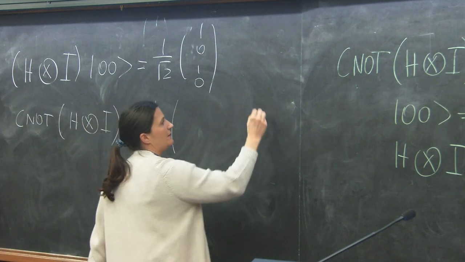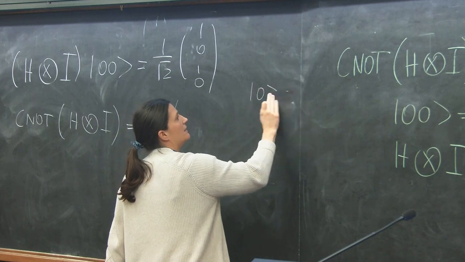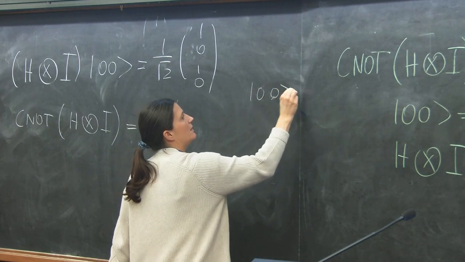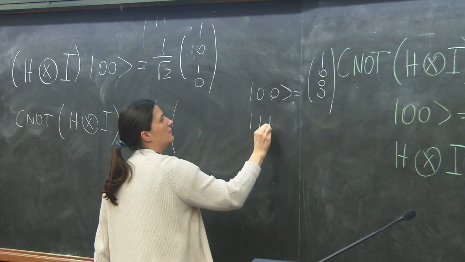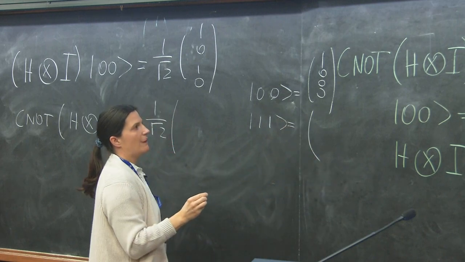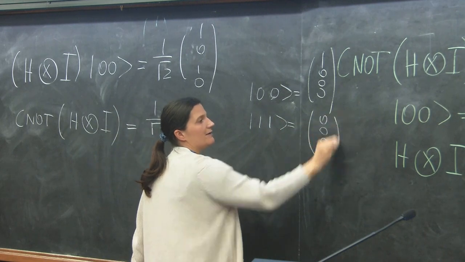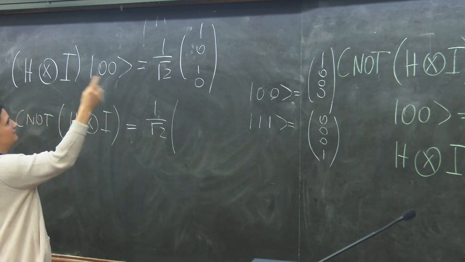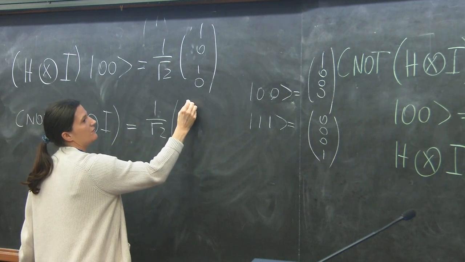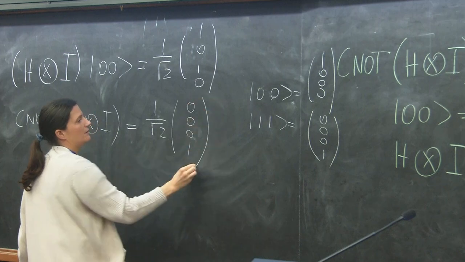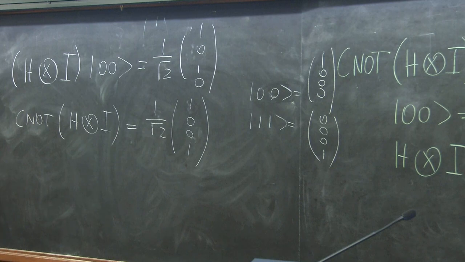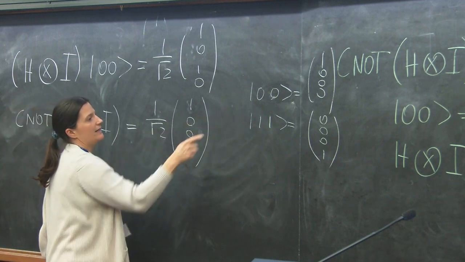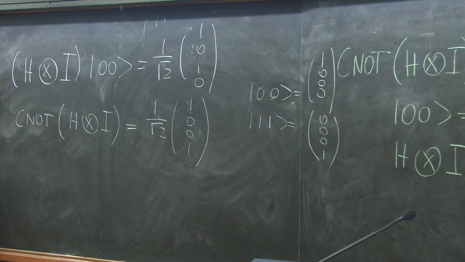So did I maybe make a mistake here? Sorry. So |00> is 1, 0, 0, 0. What is your |11>? 0, 0, 0, 1, right? So you're flipping this, so you get 1 over square root of 2 times 0, 0, 0, 1. And then I need here a 1, right? So now I have both of these states in here. And now you're getting your wave function, which you were looking for.